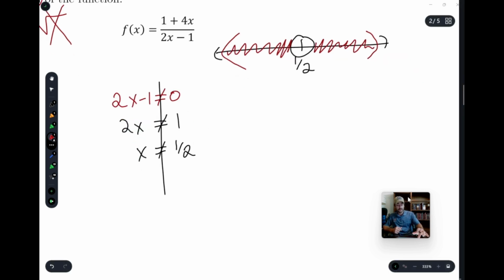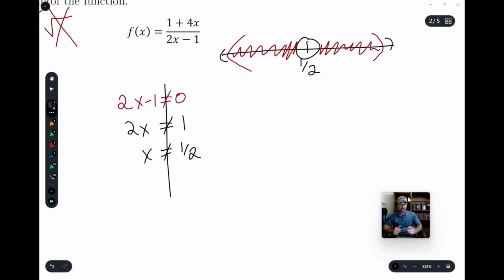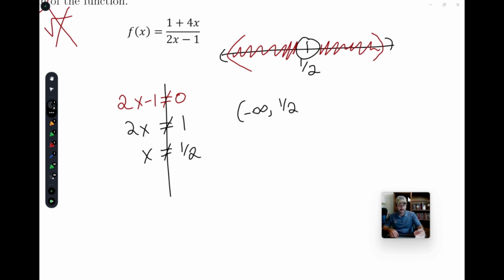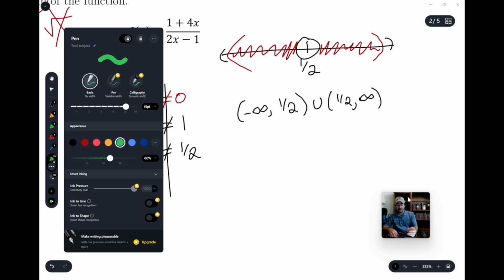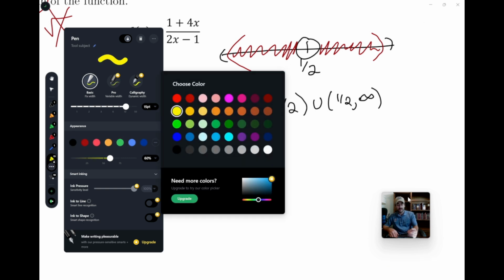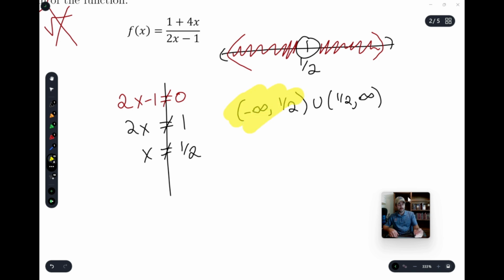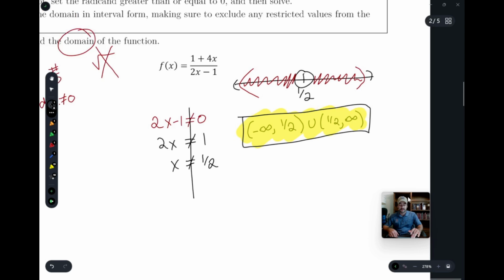And so, because x can be everything in the world that's not 1/2, we start at negative infinity and we work our way all the way to 1/2. And then we unite that, or union that, with the set of numbers bigger than 1/2. And there we have a good interval notation for what the domain restriction caused on our domain.